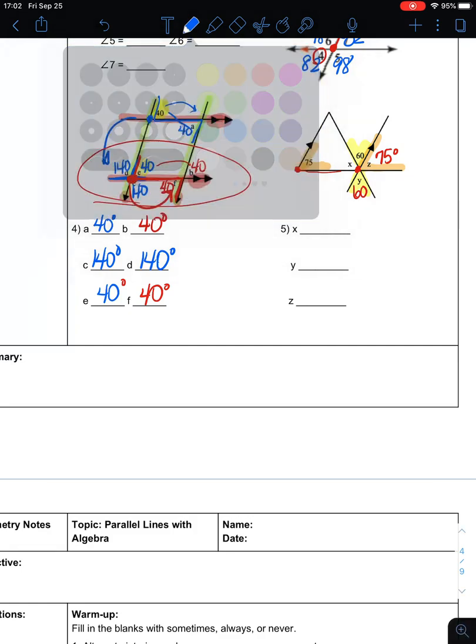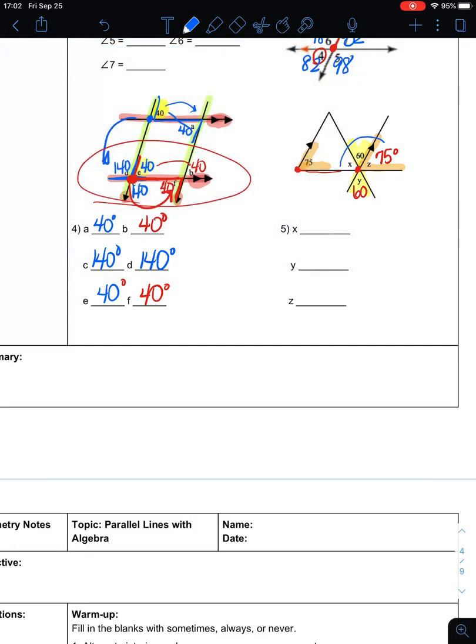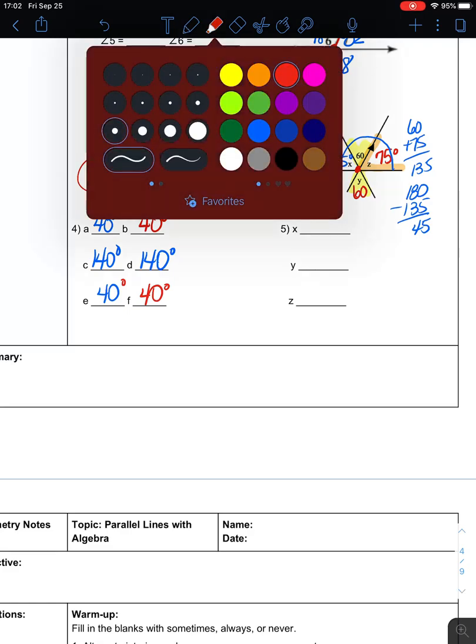That just leaves me with X, and I have two choices with X, but I think the way that you would probably choose to do it is that those three angles form a straight angle, which means they equal 180 degrees. So if I take 60 and add 75, then I get 135. If I take 180 and subtract 135, I get 45 degrees. So that X is 45 degrees.